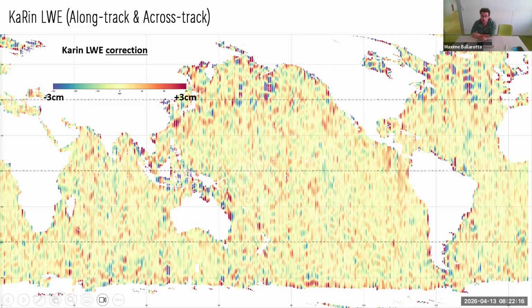So these errors are mainly important at mid-latitude and also in coastal regions, where you could have some regions where the calibration, DAC or tide may still persist in the level 3 dataset.